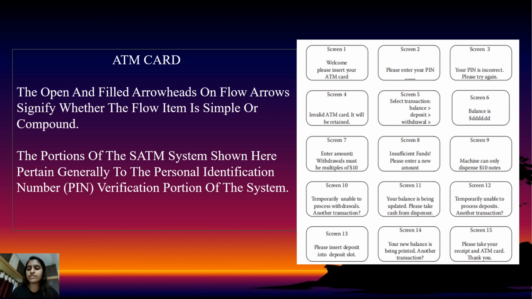If it is a balance, deposit, or withdrawal, you can select the transaction, and the 6th screen will show you the balance amount. The 7th screen shows the enter amount. Withdrawals must be multiples of $10. The open and filled arrowheads on flow arrows signify whether the flow item is simple or compound. The portions of the SATM system shown here pertain generally to the personal identification number PIN verification portion of the system.